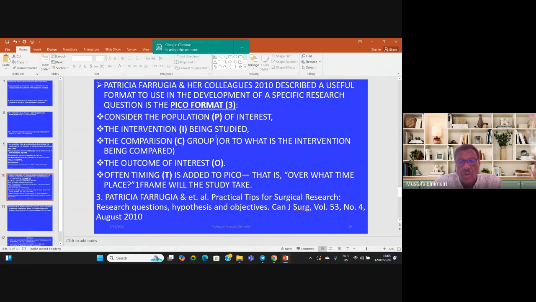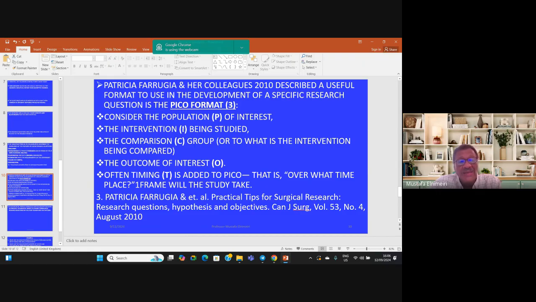Patricia and her colleagues in year 2010 describe a useful format that can be used in the formulation of a specific research question, which is the PICO format. First of all, we have to consider that the P stands for the population of interest, whether it's TB patients, whether it's patients attending the referral clinics, or whether antenatal care attendants. So it's important to include the population of interest in the research question, and then the intervention.